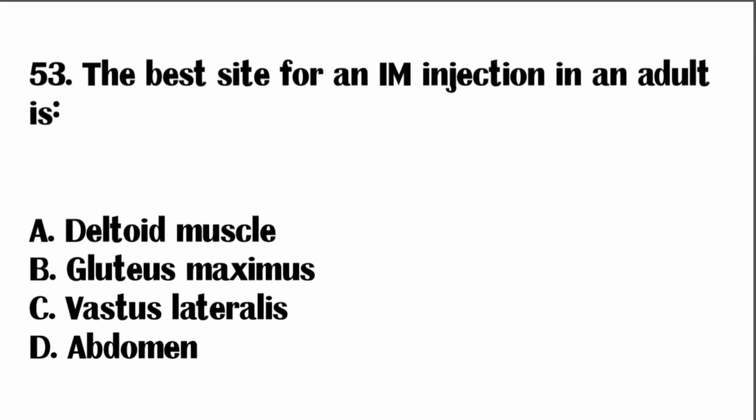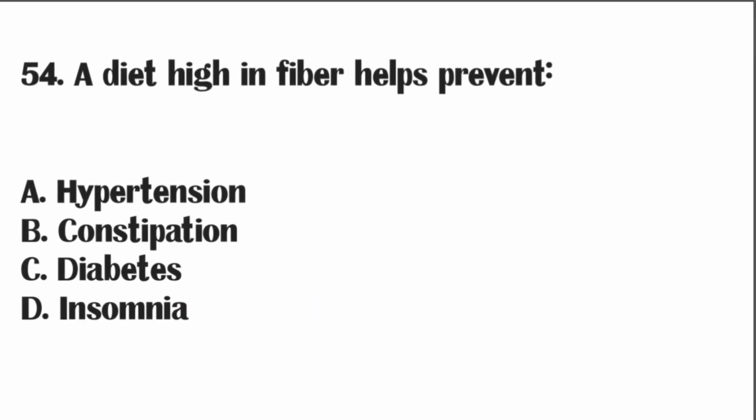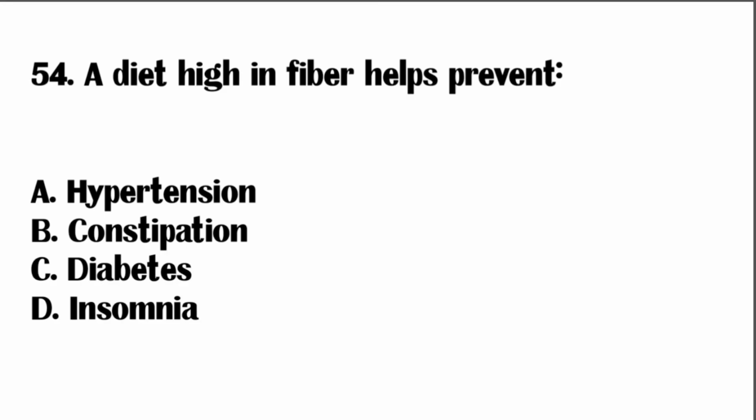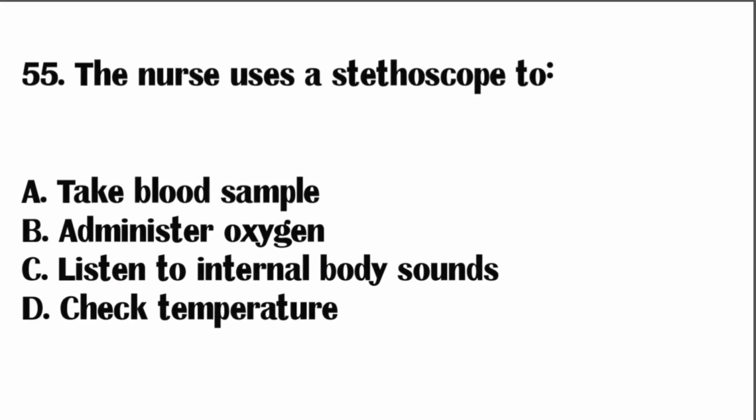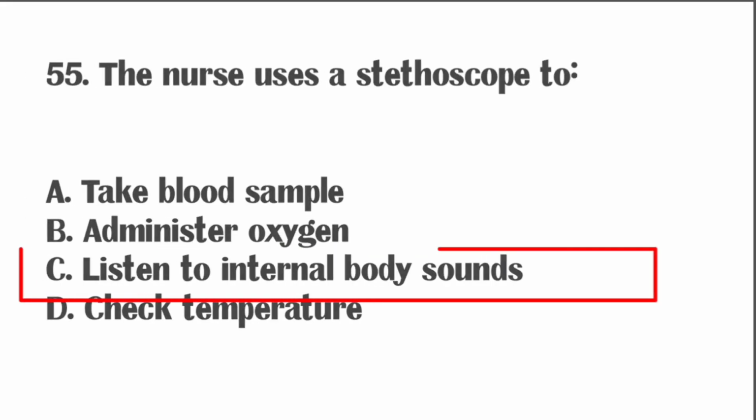Next question. The best site for an IM injection in an adult is? Correct answer: gluteus maximus. Next question. A diet high in fiber helps prevent? Correct answer: constipation. Next question. The nurse uses a stethoscope to? Correct answer: listen to internal body sounds.